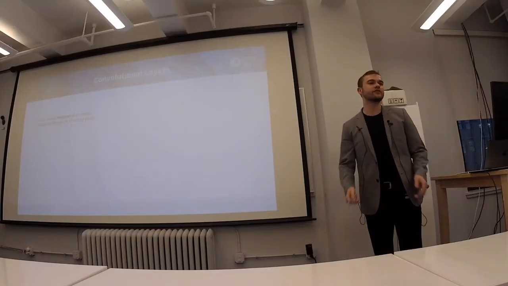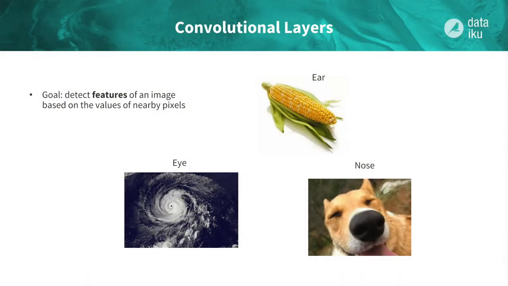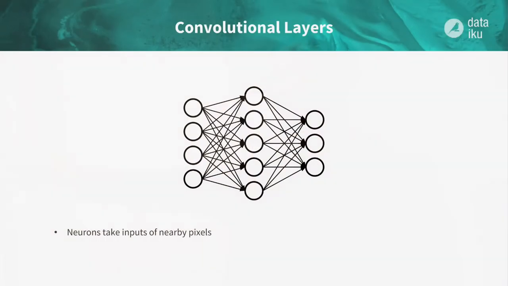Okay, so first step, we're going to talk about convolutional layers. What does that mean? The goal of a convolutional layer is to detect certain features of an image. So if I have an image of a person, I want to figure out what makes the left side of an ear, or the right side of a nose, or the bottom part of an eye, or what's a nose more broadly, or an eye more broadly. Convolutional layers are great for that. So yeah, we're trying to find an ear, eye, or nose.